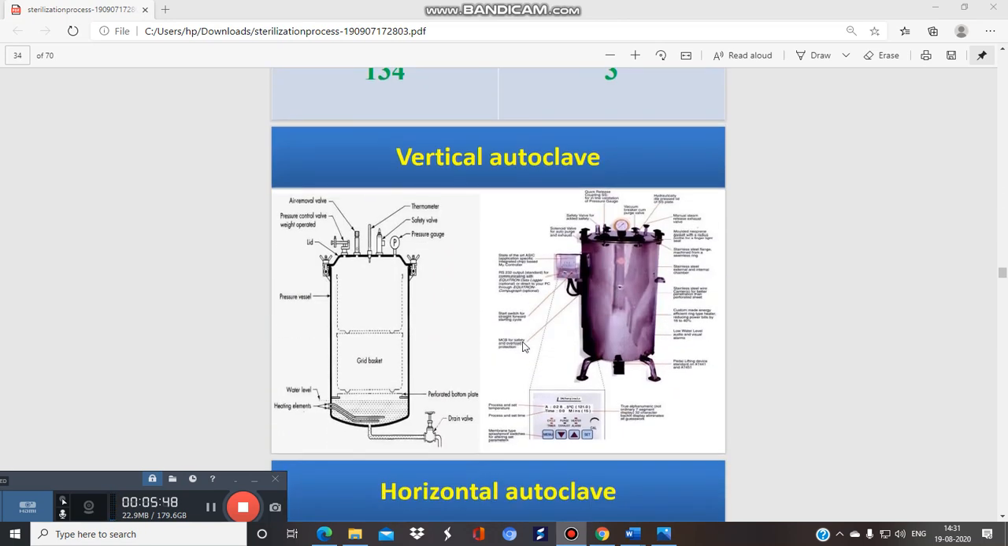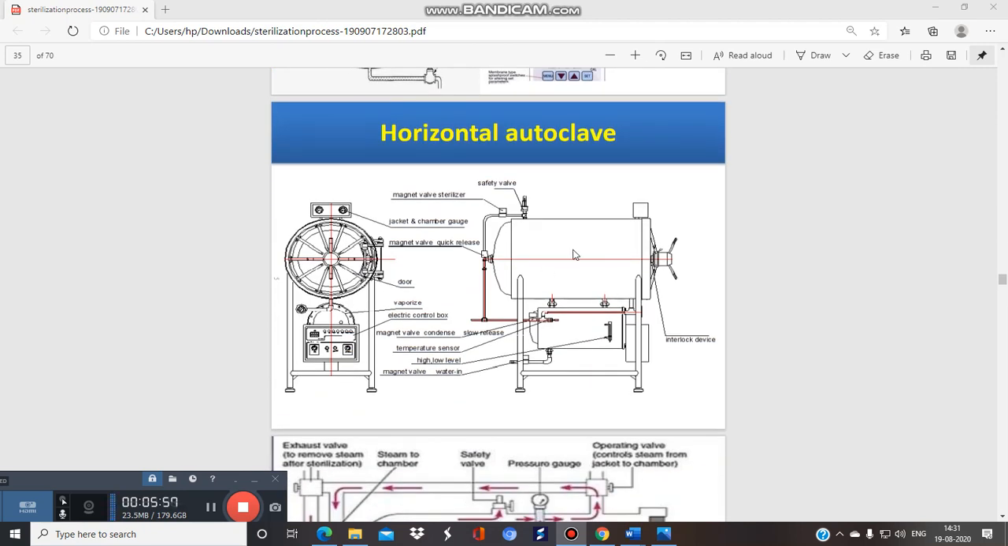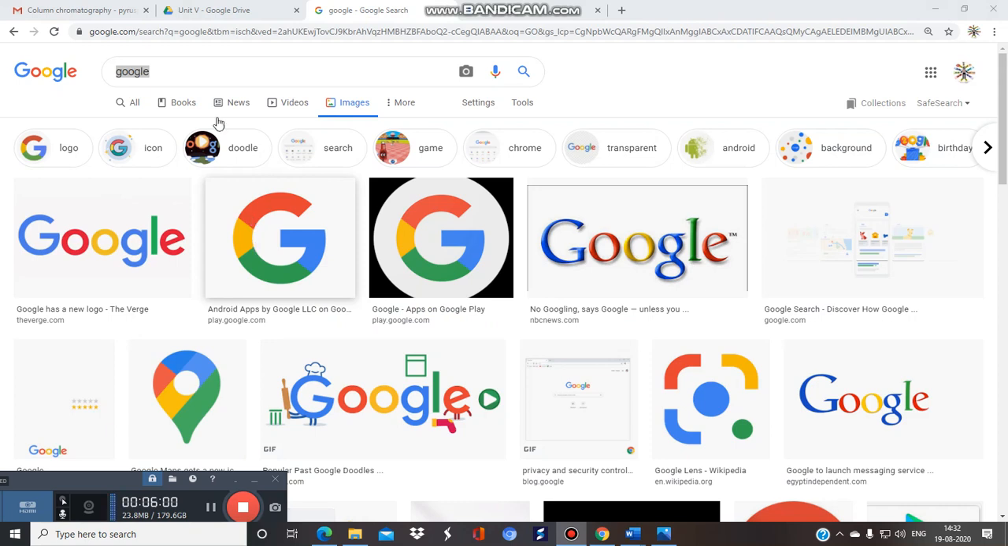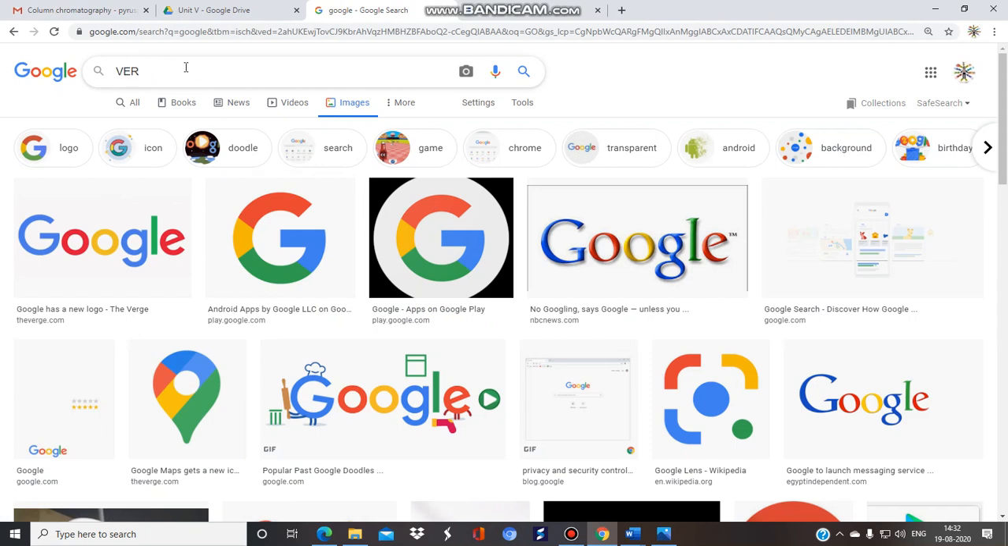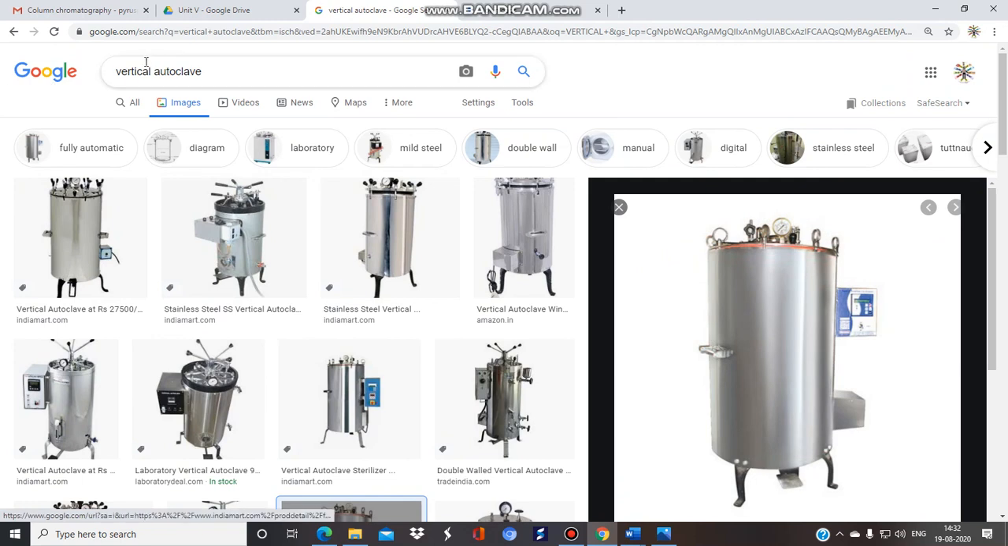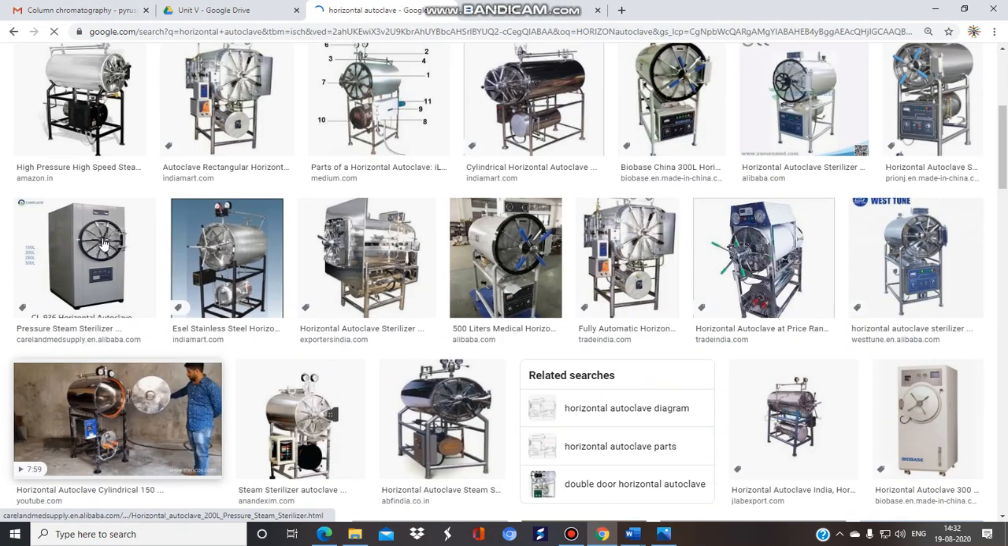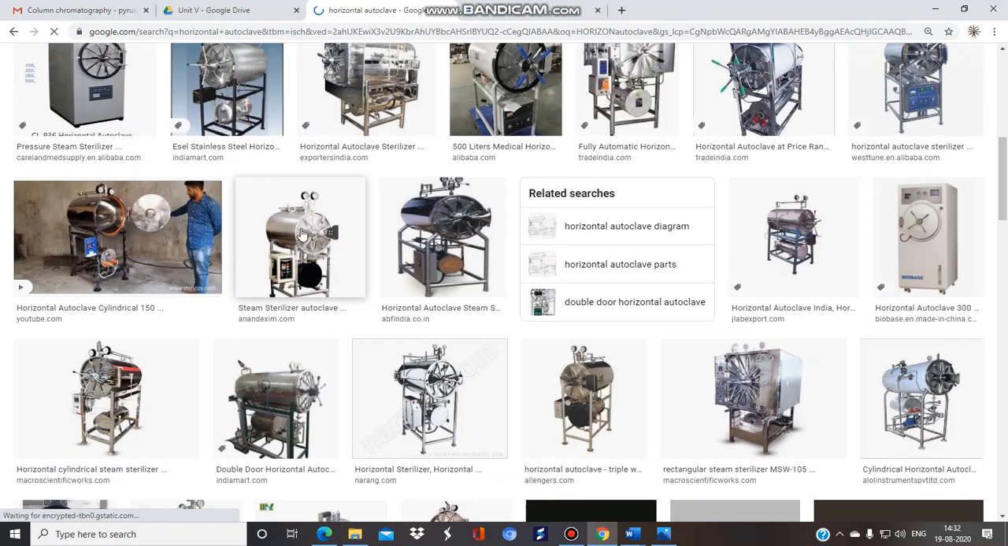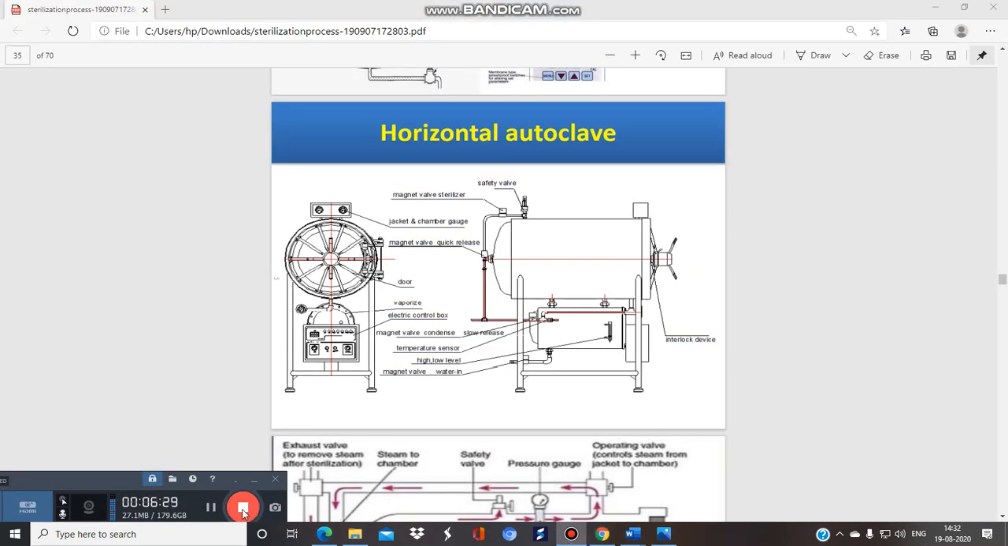So there are different types of autoclaves that we use in the laboratory, like the vertical autoclave. This is an example of the vertical autoclave, and this one is the horizontal autoclave. See this. So let me type in Google vertical autoclave. I want to show you different photographs. Yes, so these all are photographs of the vertical autoclave. Now let me type horizontal autoclave. Here it is. Yes, this one is the horizontal autoclave. So I hope you have a brief idea of the difference between the vertical as well as the horizontal autoclave.